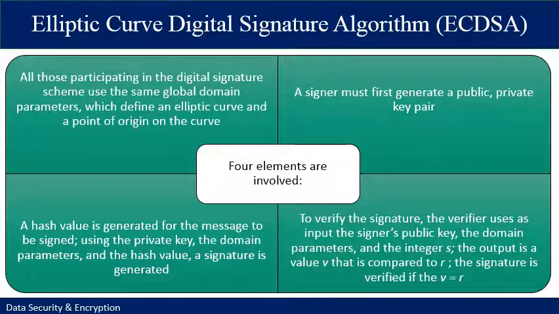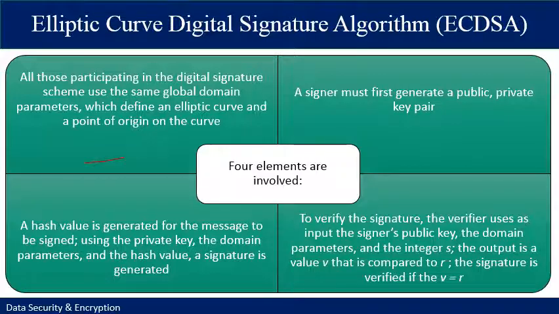So the elliptic curve digital signature algorithm, ECDSA in short, is enjoying increasing acceptance due to the efficiency advantages of elliptic curve cryptography, which yields a security comparable to other schemes with a smaller key bit length. So first we give a brief overview of the process involved in the elliptic curve digital signature algorithm. In essence, four elements are involved.